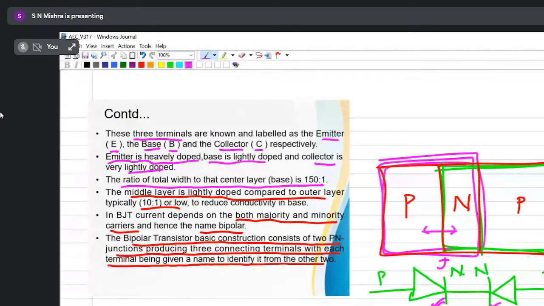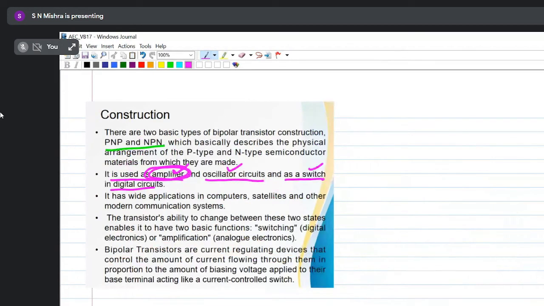Okay, sir. I wanted to show you only how it is related to the diode chapter. Two diodes like this. If you understand the diode chapter, then you can easily understand the transistor. But practically it is not possible.